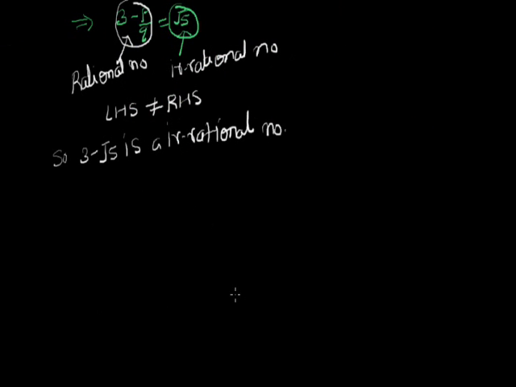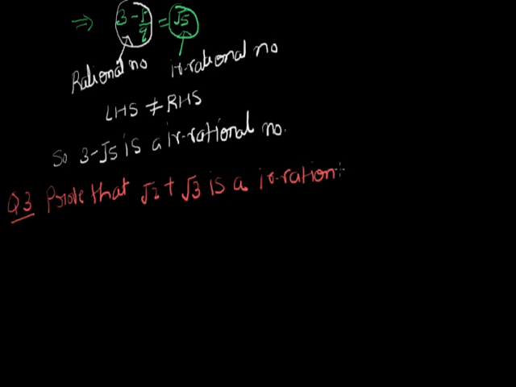So these are a few questions which are based on this. Let's solve one more question that is also based on this. Come to our next question. Prove that root 2 plus root 3 is an irrational number. Now for solving this question, let us come to the proof.